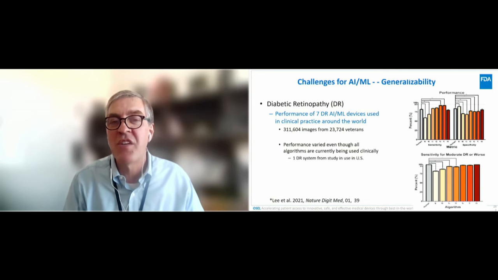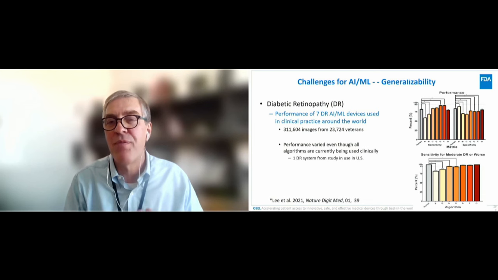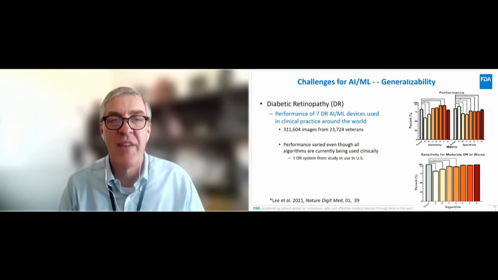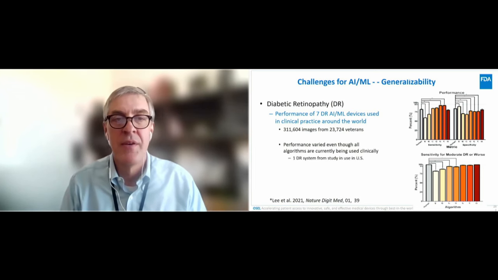So again, not just concentrating on the aggregate performance on the overall population, but also identifying which subgroups or subpopulations are important to assess and understand performance is really a critical factor to understand generalizability. Next slide, please.